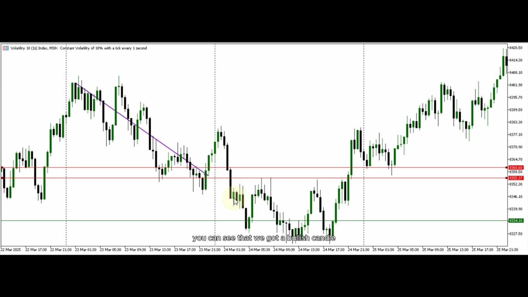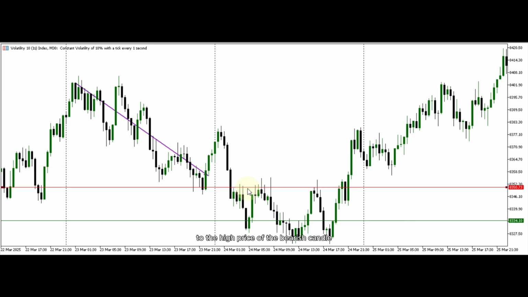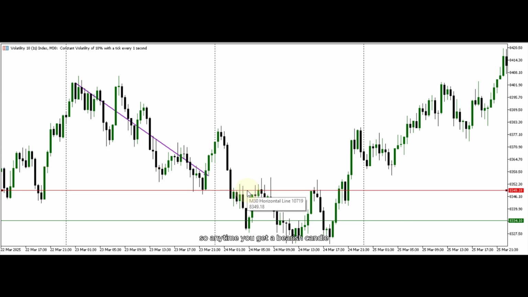Then after that, you can see that we got a bullish candle. You will not move your trailing stop until you get another bearish candle. Then you move your stop loss to the high price of the bearish candle. So anytime you get a bearish candle, you move your stop loss to the high price. For example, you can see that in this example here, the market reversed and cut us out. But the trailing stop strategy is optional. You can decide not to use it, and you can decide to use it.